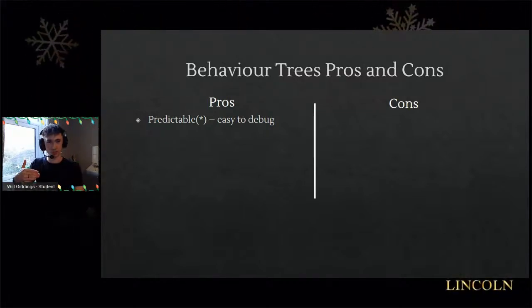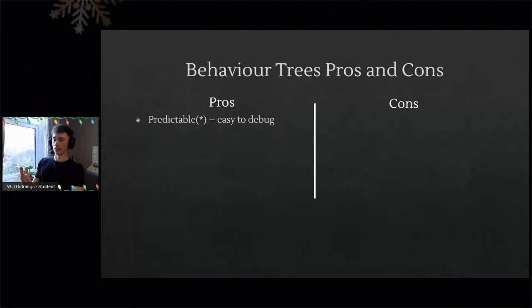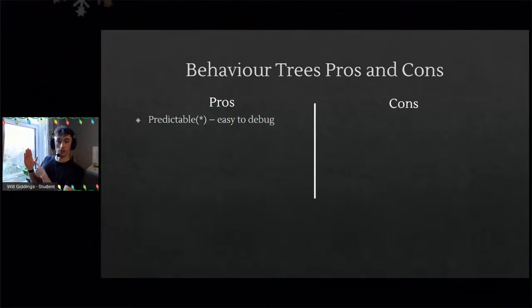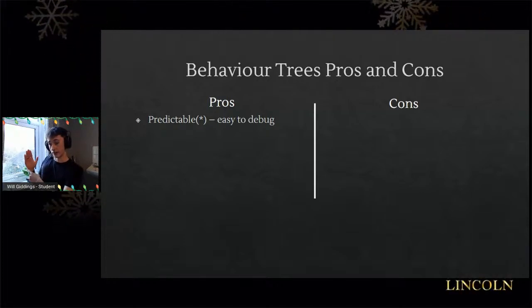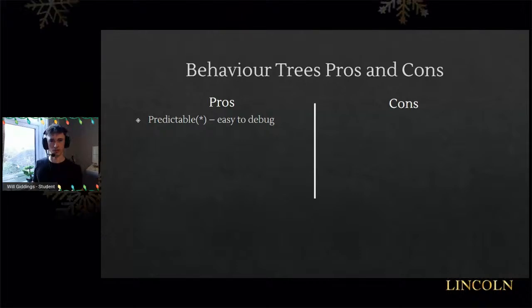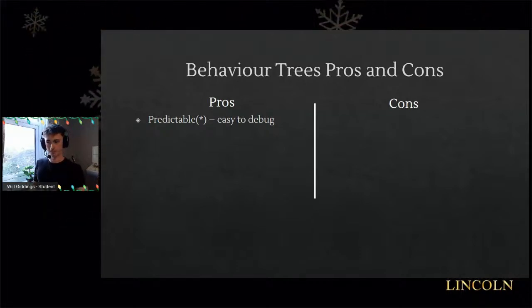Everything's basically a script if you think of it that way. The AI agent is essentially sat there reading from a script, saying, first I'll do this, then I'll do this, and then I'll do this if this fails. It's really easy to jump in and figure out at what point in that decision-making process something went wrong, if that makes sense. So that's a really good thing about behavior trees.